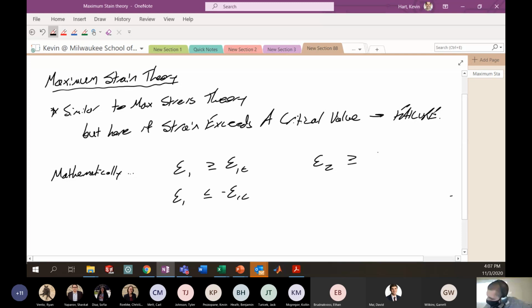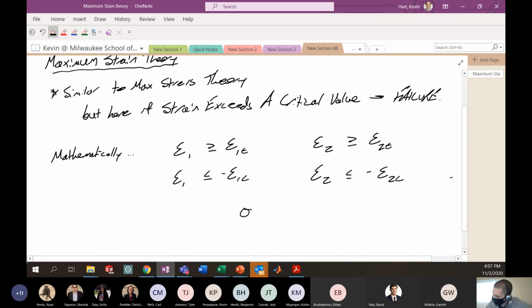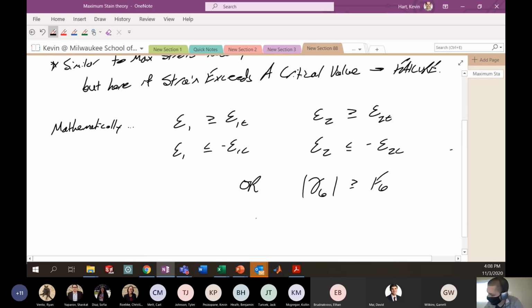If your strain in the two direction is greater than that which would cause failure, or if your strain in the two direction is less than that which would cause failure in compression, or if your strain in 6, usually we call this gamma 6, absolute value is greater than or equal to that which would cause failure in the 6th direction. If any of these are met, you fail.